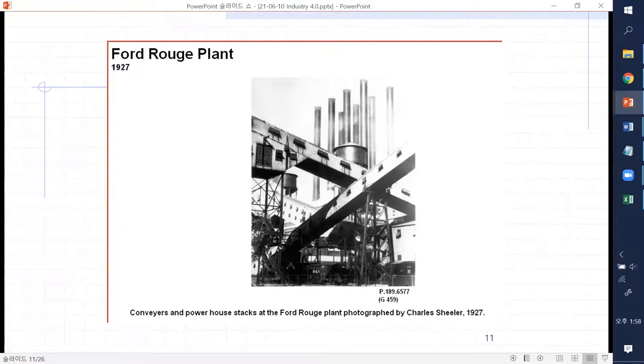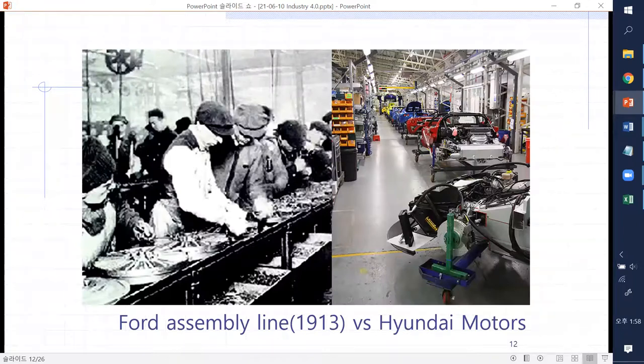Okay. And this also shows an assembly line 100 years ago, left-hand side, a Ford assembly line, conveyor belt. But you see that there are many people along the conveyor belt, and also the size of the parts. Each part is very small, right?